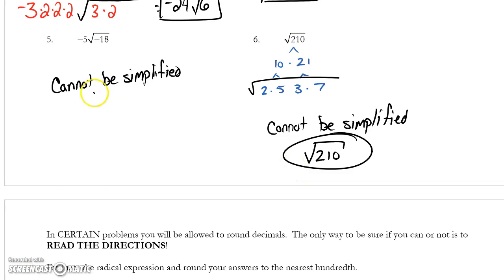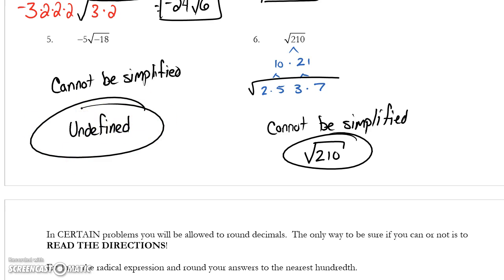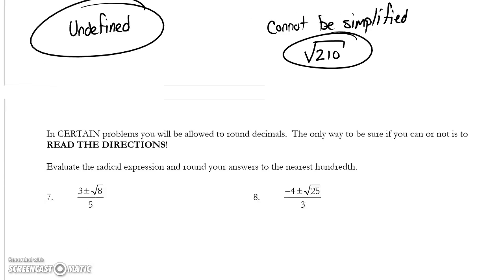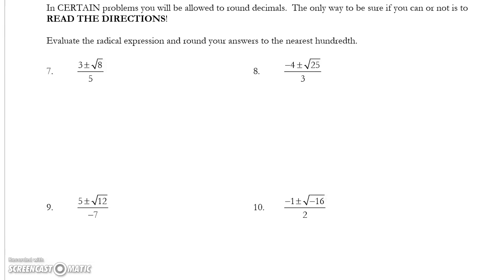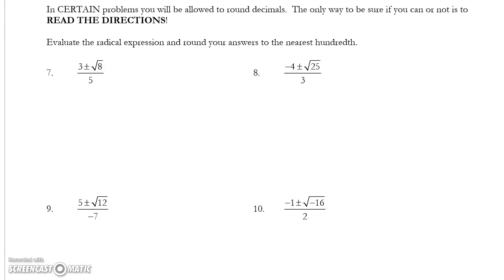For number 5, we wouldn't just leave it as cannot be simplified though. That's true, but what we would say as our answer is that this is undefined. That would be an answer to number 5 when the negative is inside your square root. On the next side of this page, we go into actually using the square root in certain expressions and how do we evaluate an expression.